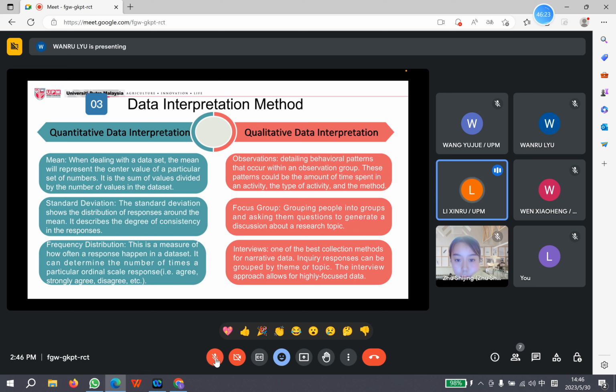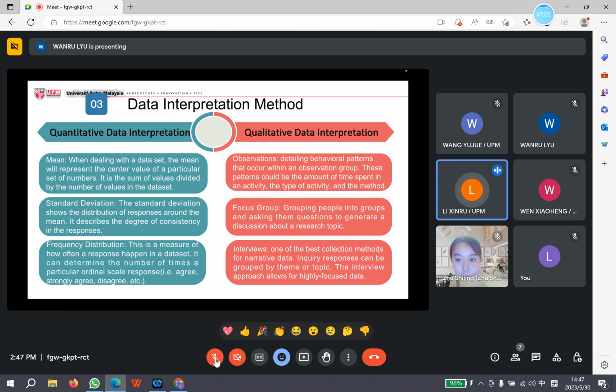The qualitative data is also divided into three parts. The first one is observation. Observation could be the amount of time spent in an activity, the type of activity, and the method. The next one is focus group, grouping people into groups and asking them questions to generate a discussion about a research topic.